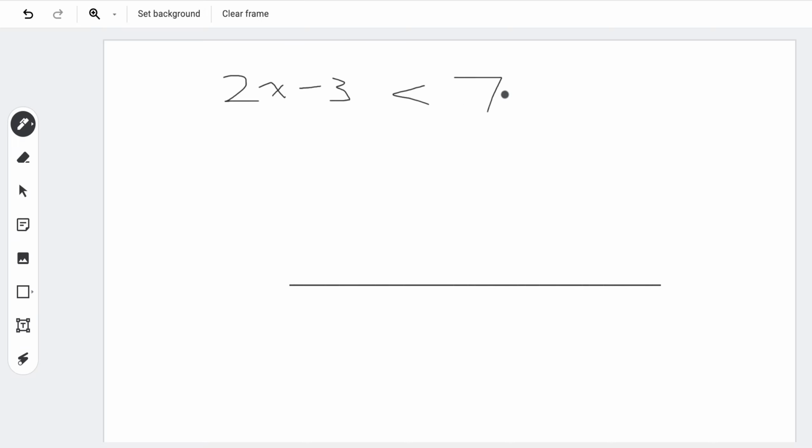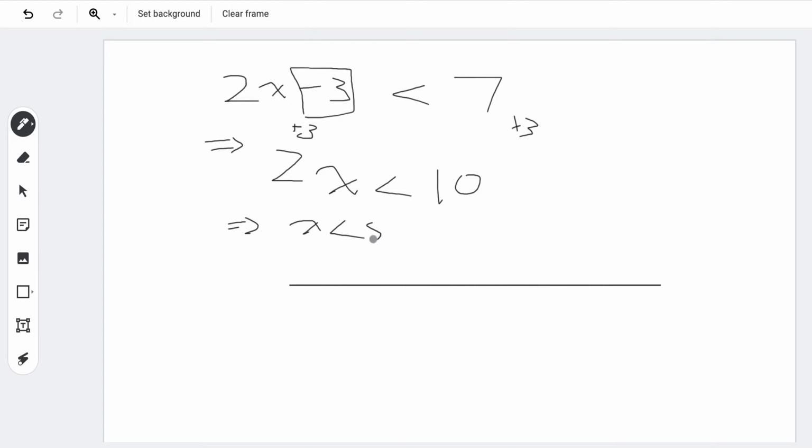Now let's do this inequality here. The question is 2x minus 3 is less than 7. Similar to the last question, this is a two-step inequality. So first we get rid of this negative 3 here. Let's add 3 on both sides. If we add 3 on both sides, that negative 3 is going to cancel out with the 3 we add on, and therefore we'll be left with 2x. So that's going to be 2x is less than 10, okay? Then all we have to do is divide by 2 on both sides, which means x is less than 5. Pretty simple, right?